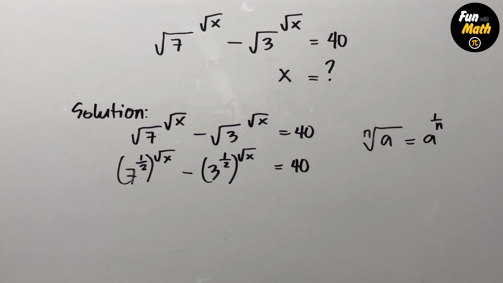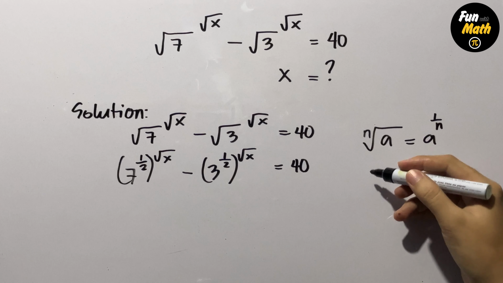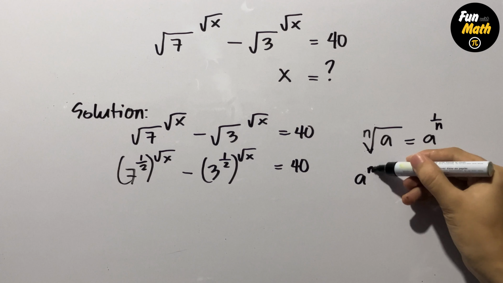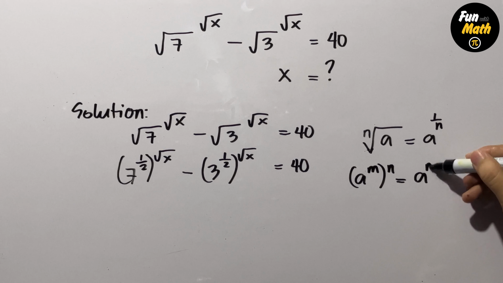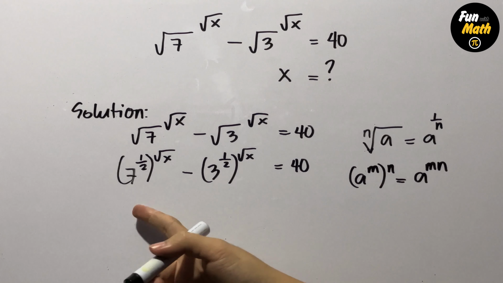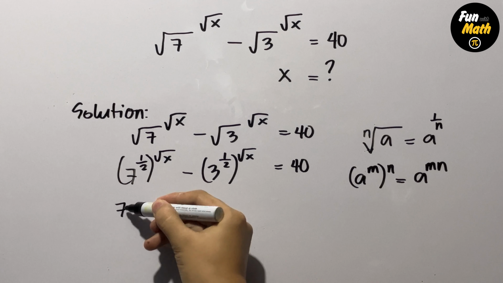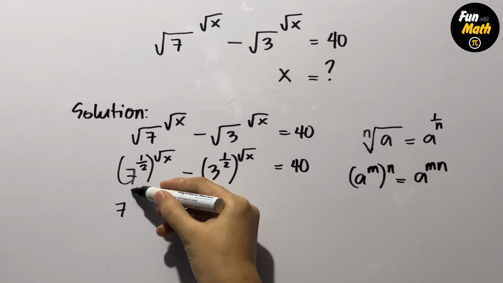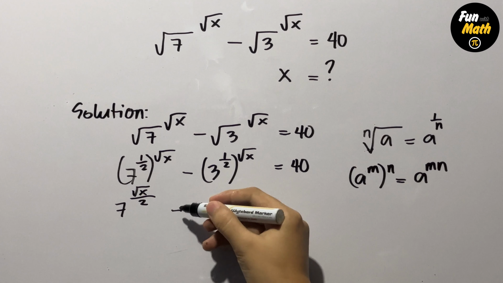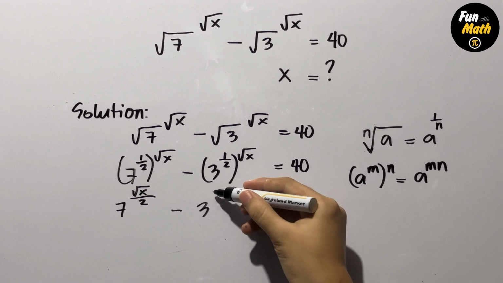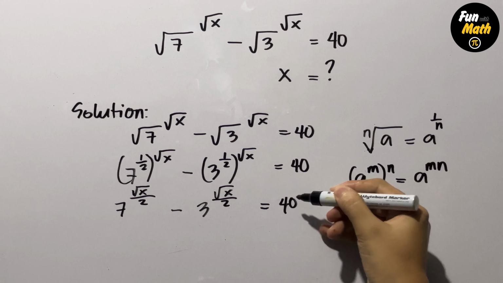Next, let's multiply power to a power by following this rule of a power. A to the power of m whole to the power of n is also equal to a to the power of mn. So for this, let's multiply. This is now 7 to the power of square root of x over 2 minus 3 to the power of square root of x over 2 equals 40.